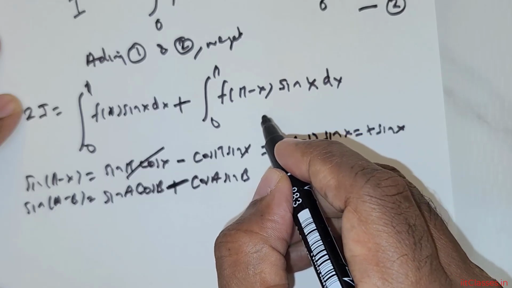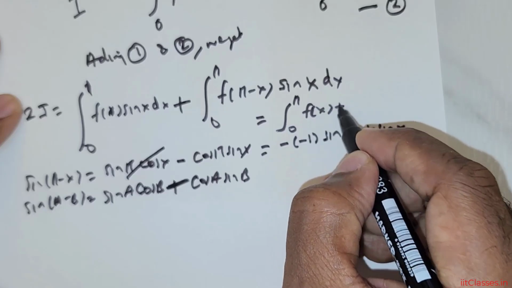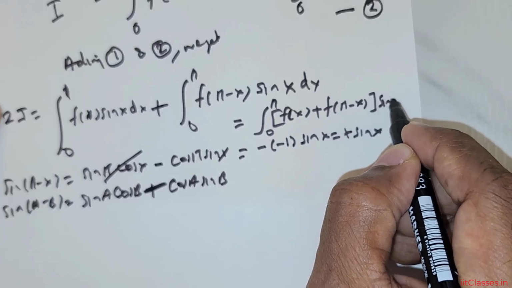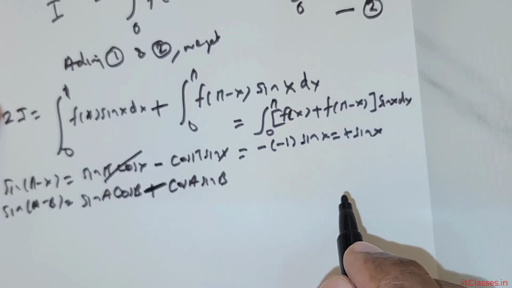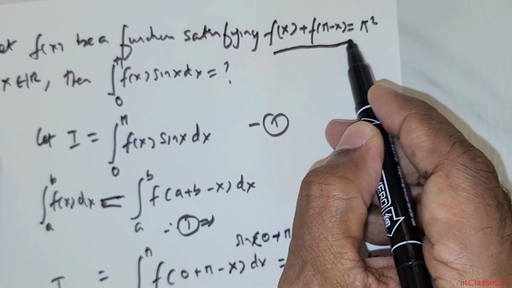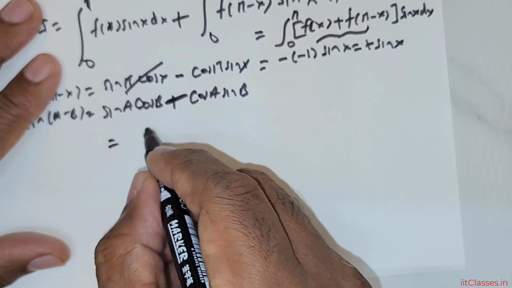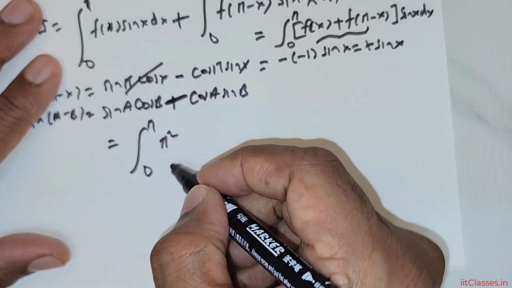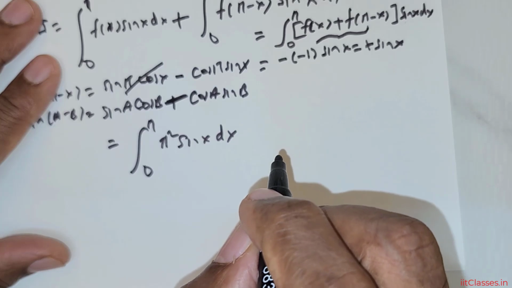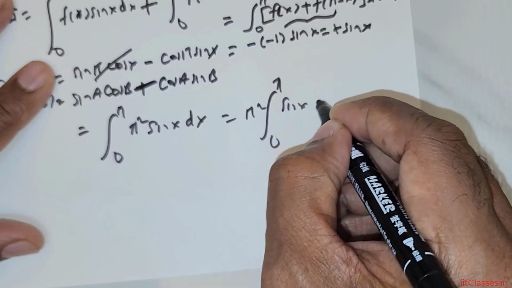So these two can be added and rewritten as the integral from 0 to π of [f(x) + f(π − x)] times sin x dx. But what is this? This is given to be π squared. So substitute that value: the integral from 0 to π of π squared times sin x dx. This can be rewritten by taking π squared out: π squared times the integral from 0 to π of sin x dx.